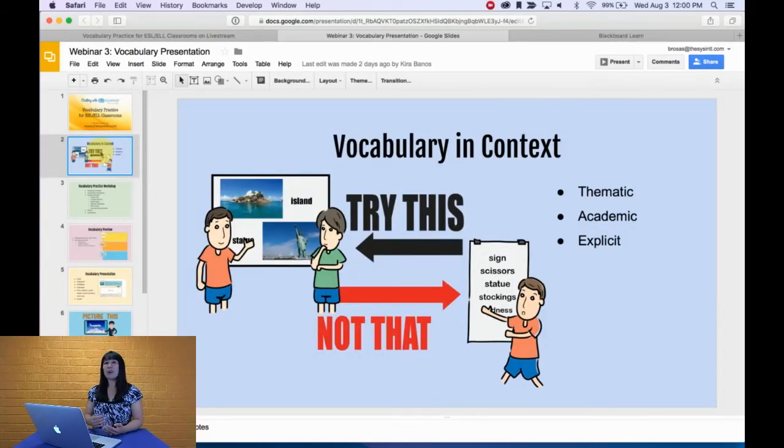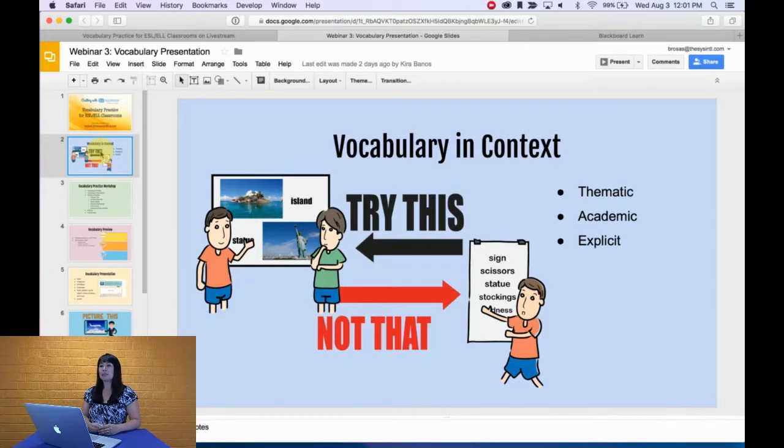Vocabulary should always be taught in context and never as isolated word lists. In this image, you can see the list of S words: sign, scissors, statue, stockings. A lot of teachers like to give out word lists. There's nothing wrong with word lists, but sometimes word lists that just start with the same letter can be confusing for the students, and then they revert to memorizing.